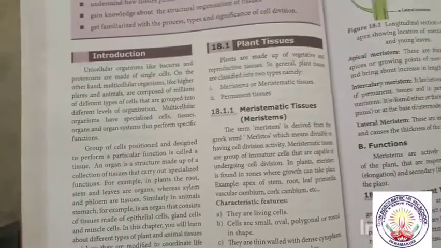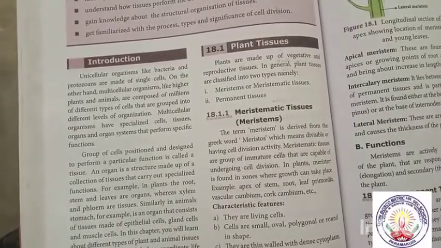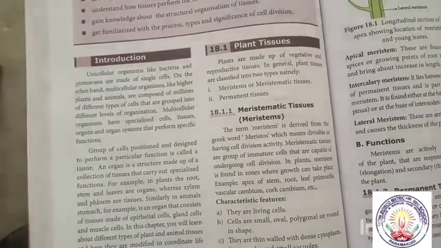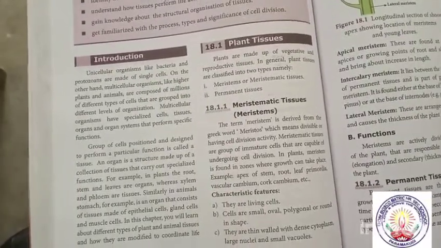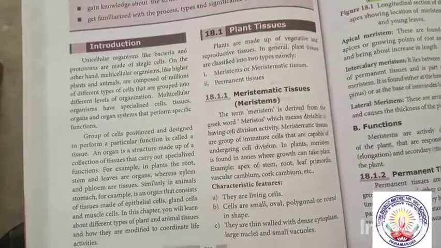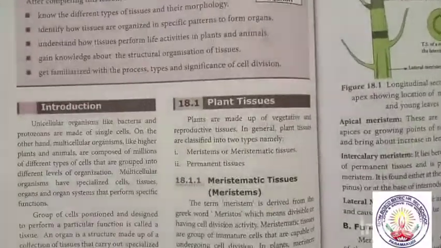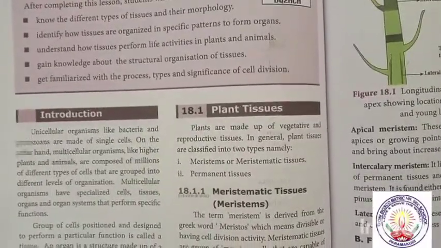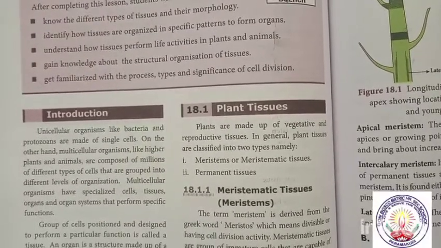Similarly, in animals, the stomach, for example, is an organ that consists of tissues made up of epithelial cells, gland cells and muscle cells. In this chapter, you will learn about different types of plant and animal tissues and how they are modified to coordinate life activities. Plant tissues. Plant tissues are made up of vegetative and reproductive tissues. In general, plant tissues are classified into two types, namely meristems or meristematic tissues, and permanent tissues.